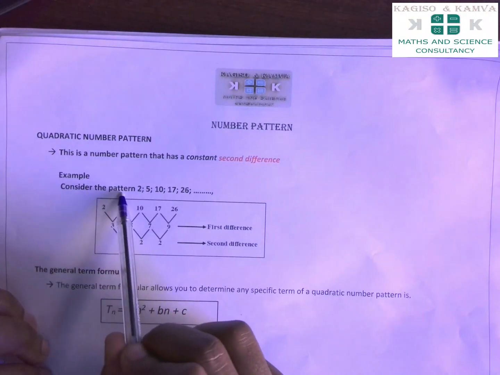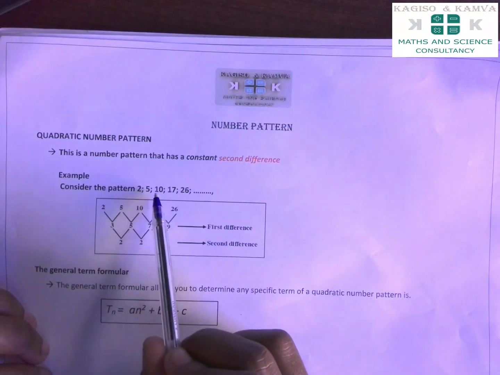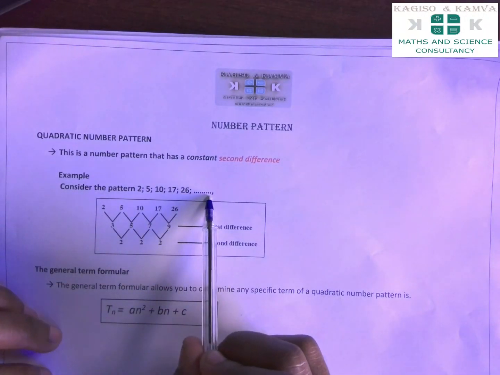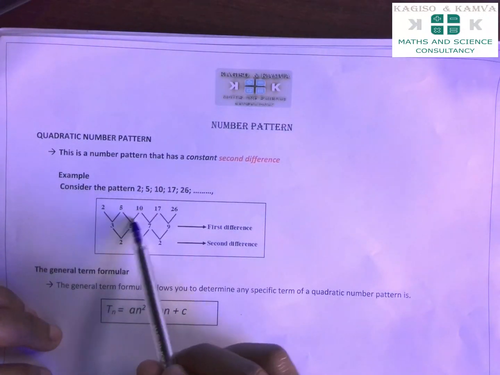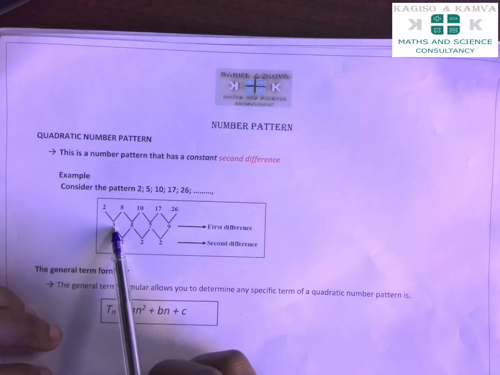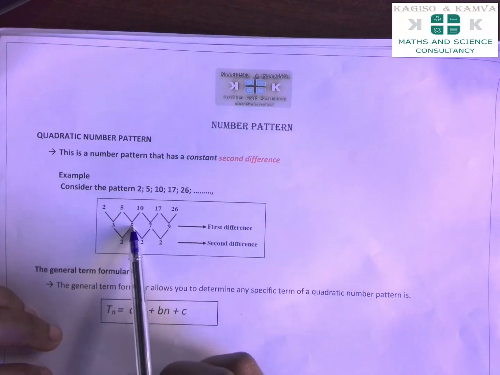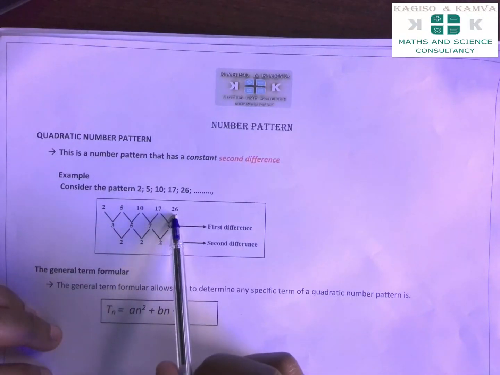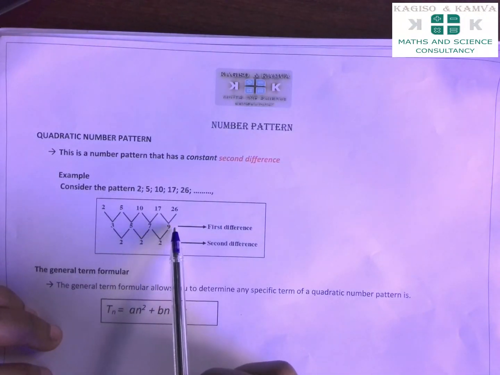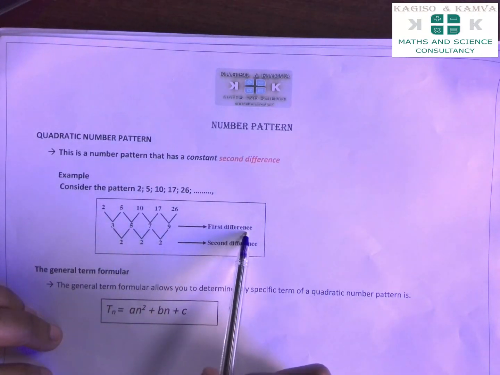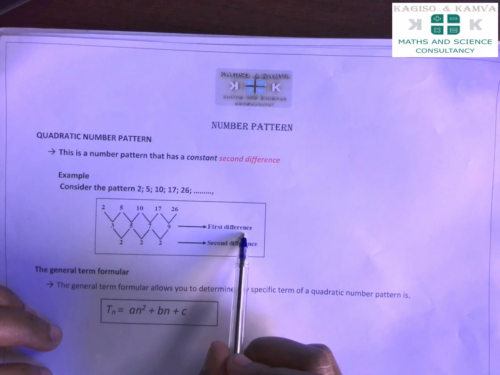Now let us consider the pattern 2, 5, 10, 17, 26, etc. Here we subtract the first term from the second term. We say 5 minus 2 is 3. 10 minus 5 is 5. 17 minus 10 is 7. 26 minus 17 gives us 9. So this is the first difference.